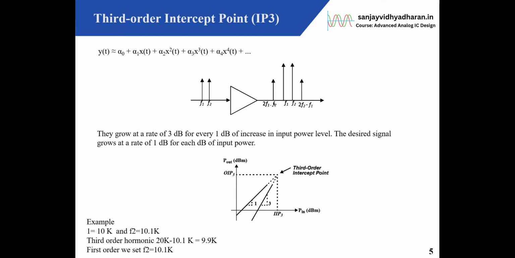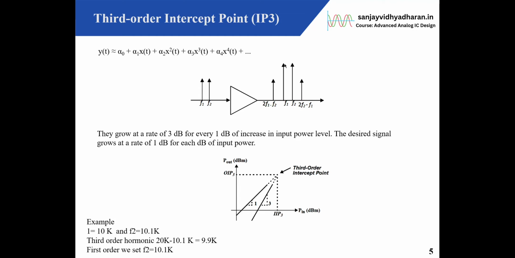So the closest frequencies to the desired frequencies will be 2f1 minus f2 and 2f2 minus f1. Okay, if the two desired frequencies are very far away, then these also will be far away and you can filter them out. Okay, so that's not a problem. But if these two desired frequencies are very close to each other, then these unwanted harmonics also will be close to each other.